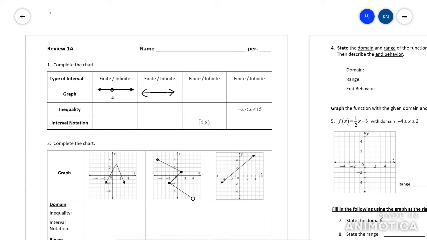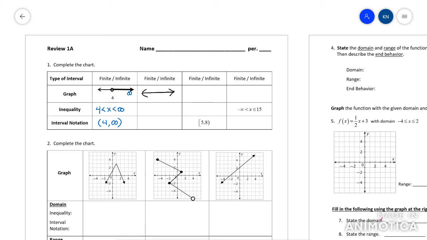So this first one, you go from 4 to positive infinity. As an inequality, that would look like 4 is less than x, which is less than positive infinity. In interval notation, it would be parentheses 4 comma positive infinity. And I'm using parentheses here on this 4 because it's an open circle at 4.